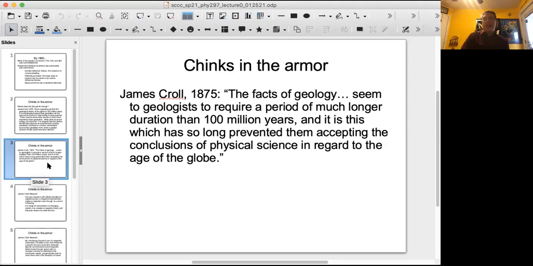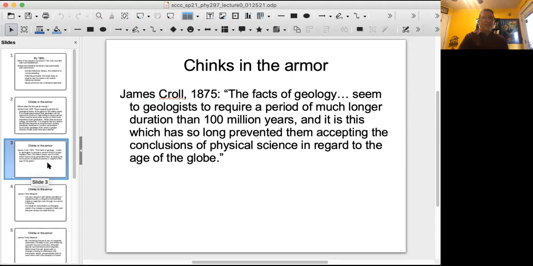But geologists are saying, hey, wait a minute, the evidence that we're finding suggests that the Earth has to be a lot older than the few thousand years of the Bible, or that physics is suggesting. And the physicist response is, well, that would require an energy source that we're not aware of, which was absolutely correct. But in the late 1800s, the physicists didn't believe that energy source existed.